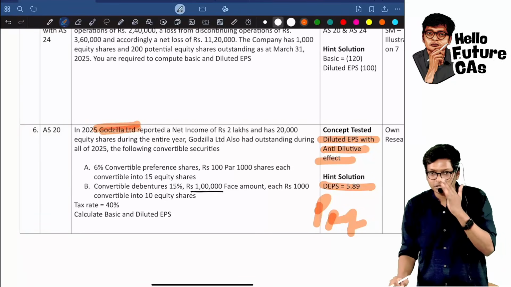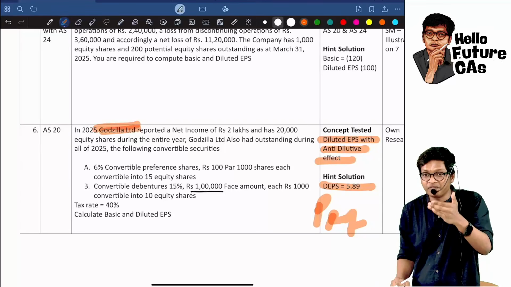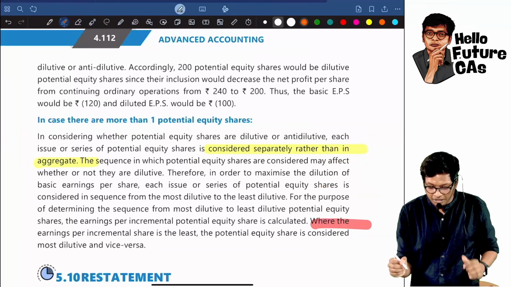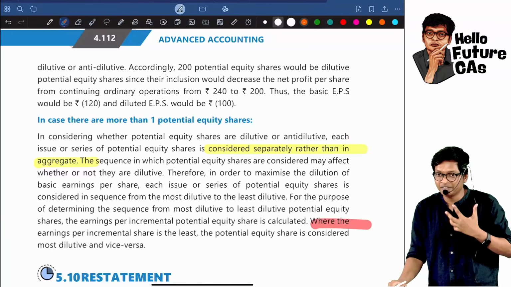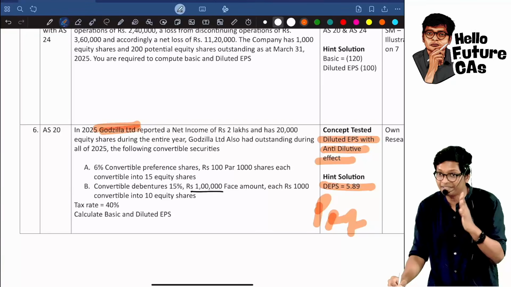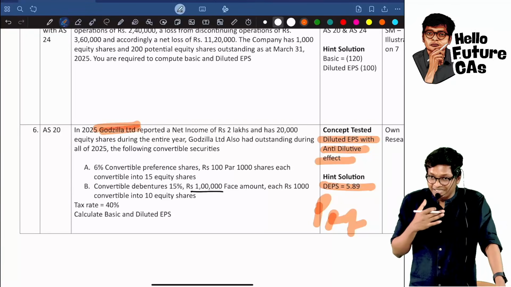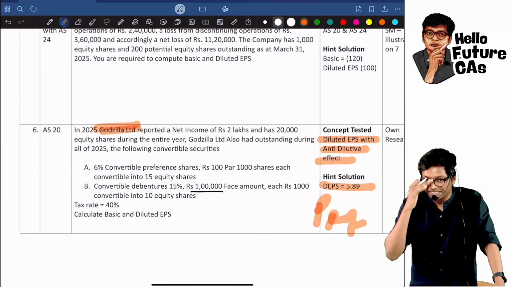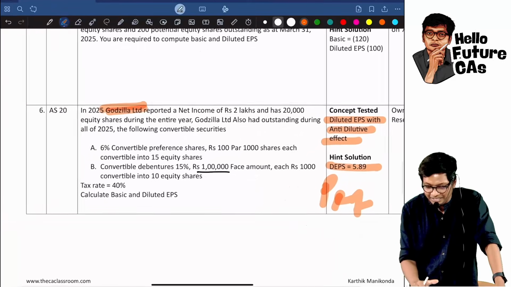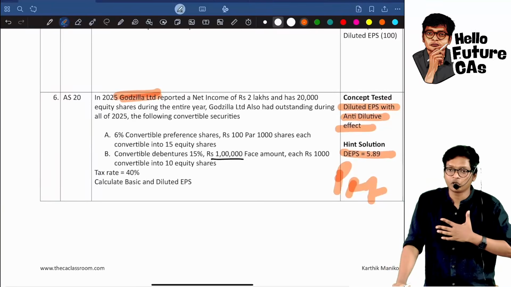Study material does not have a sum with both preference and debentures. The only adjustment of this is there in this one para. Are you following, guys? If the examiner wants to become Godzilla, he will test this. I promise this is not way beyond the syllabus, guys. This is very much included in the syllabus. A sum like this is there in RTP, MTP also. Are you following, guys?